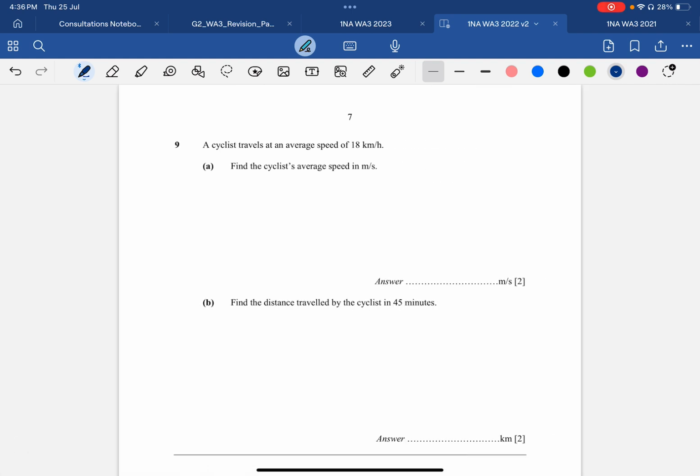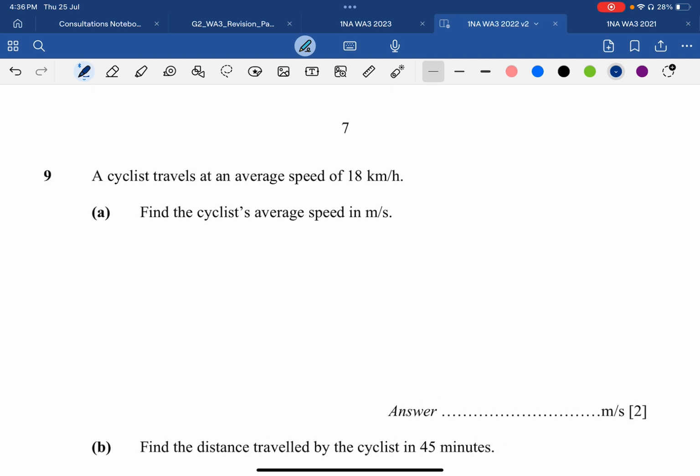Next, question 9. A cyclist travels at an average speed of 18 kilometers per hour. Find the cyclist's average speed in meters per second. So we are converting 18 kilometers per hour into meters per second. So to do that, we have to convert both the units, kilometers to meters, and then hours to seconds.